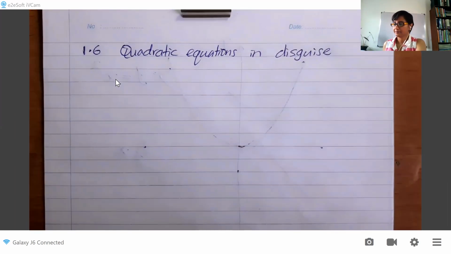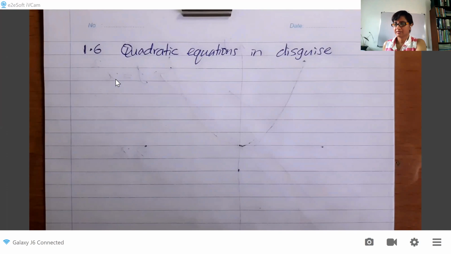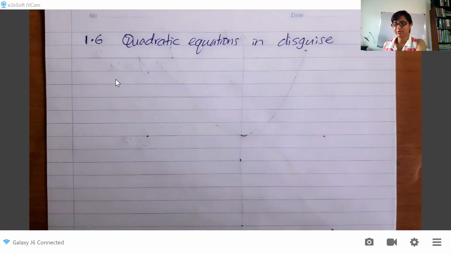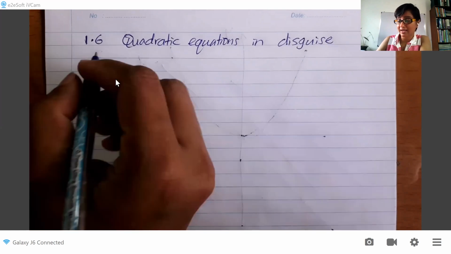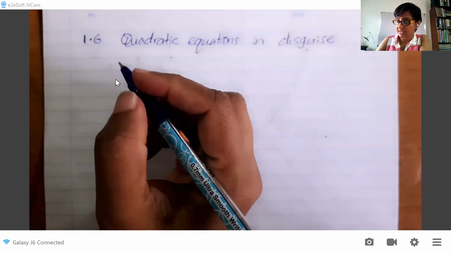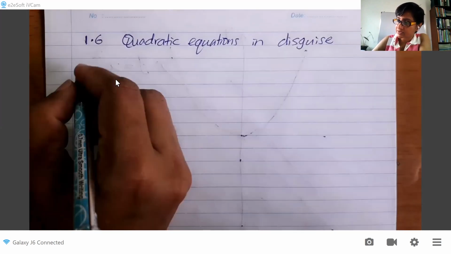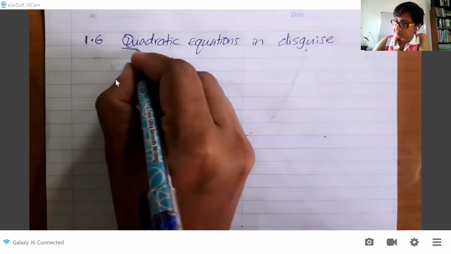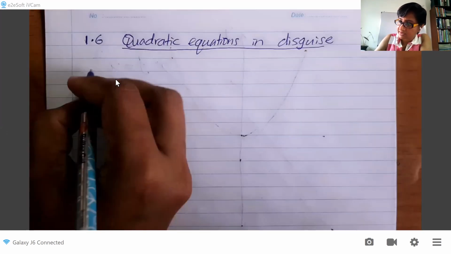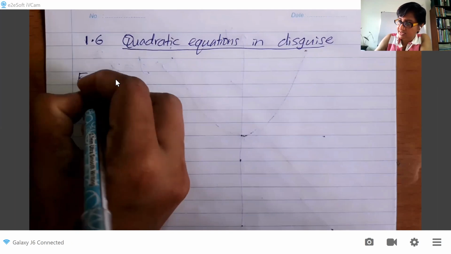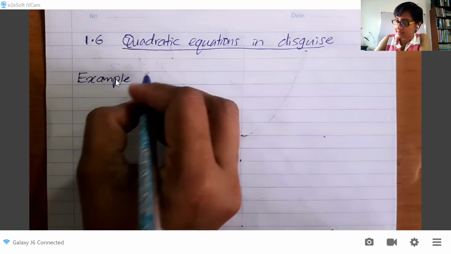Okay. Again, nothing much new here. Let me show you one such equation. These are just equations, not simultaneous, just equations. They don't look like they are quadratic at a glance. Example. So this is the topic. Example 1. I will just show you a few examples, and you know how to recognize them.